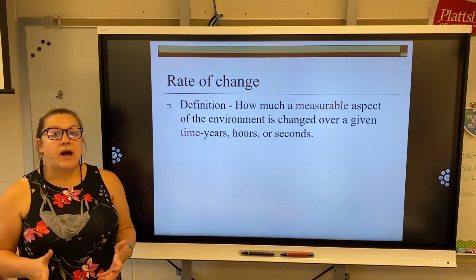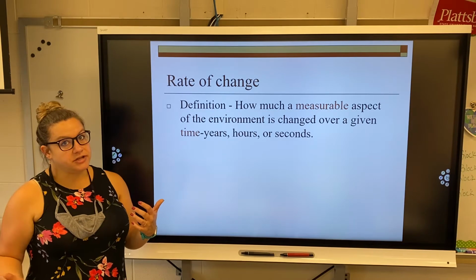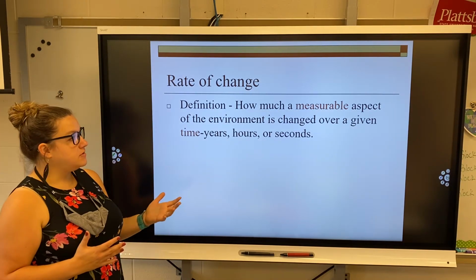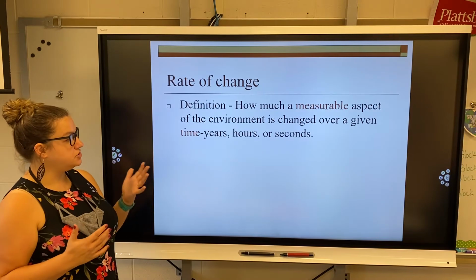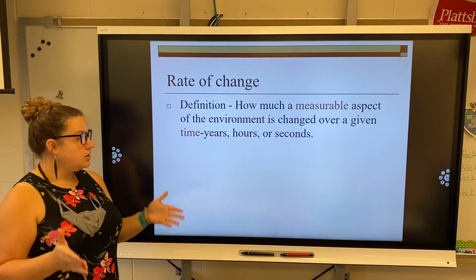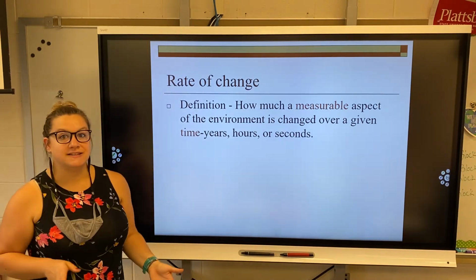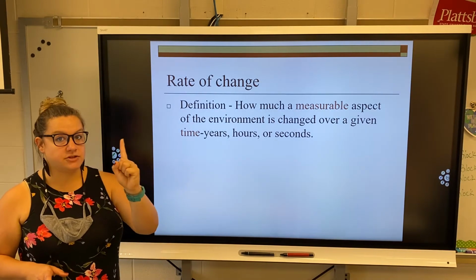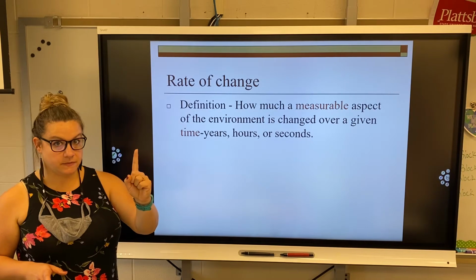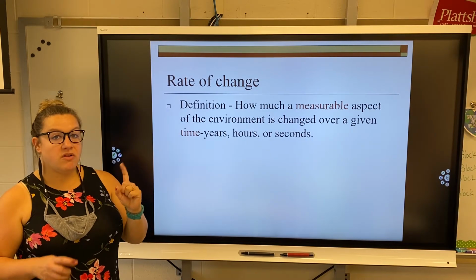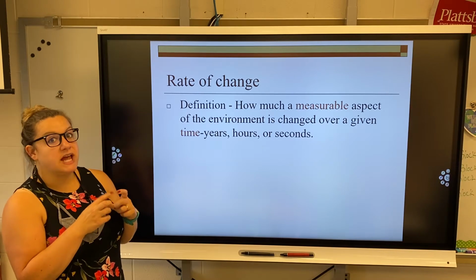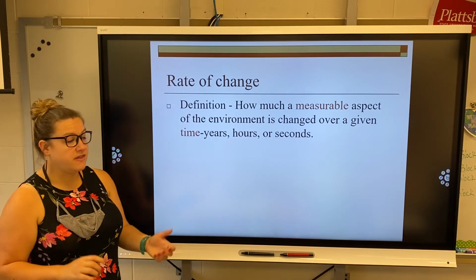So now how we figure out how fast something changes is we use the rate of change. The rate of change basically is how much a measurable aspect of the environment has changed over a given time, usually in years, hours, or seconds. The rate of change can be found on the first page of your Earth Science Reference Tables. There is an equation box, and the rate of change equation should be there.